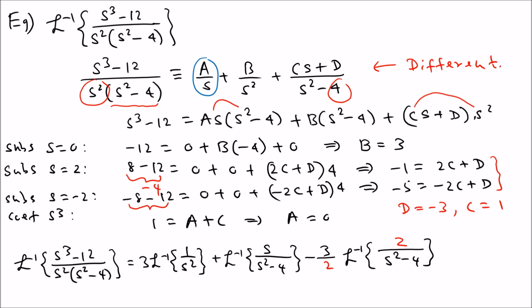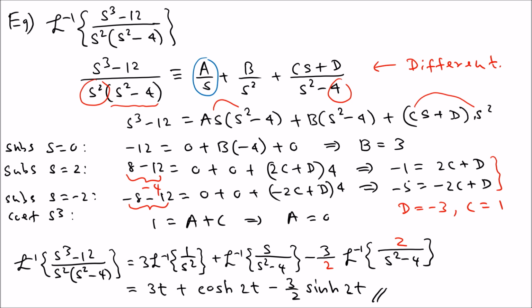So let's write the answer now. This is 1 over s squared, that means t, so this is going to be 3t. And then s over s squared minus 4, which is in the table, and with the s it's not sine, it's the other one, so it is cos 2t. And here without s means the sine one, so it is a negative 3/2 sin 2t. So that's going to be the answer for that.